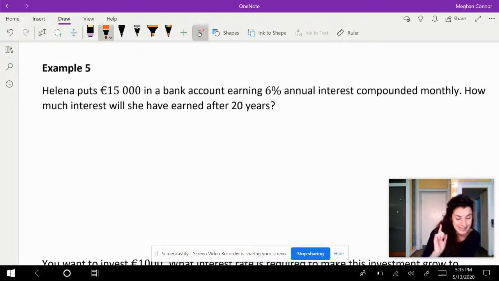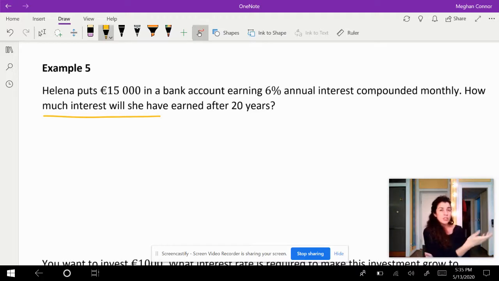That's a really key point here. How much interest will she have earned is not how much total she will have. It's how much more she will have earned from the original amount. She originally put in 15,000 euro. She already had that 15,000 euro, but the interest she's earning is free money that's just being given to you for not touching this money, which is great. That's the whole draw, is that the bank is giving you free money.